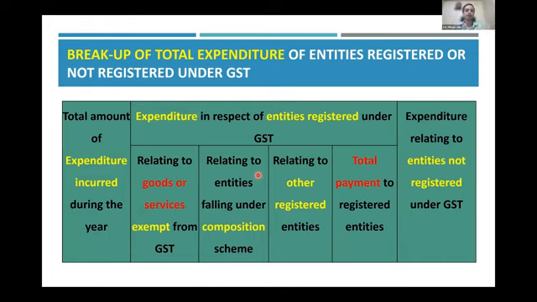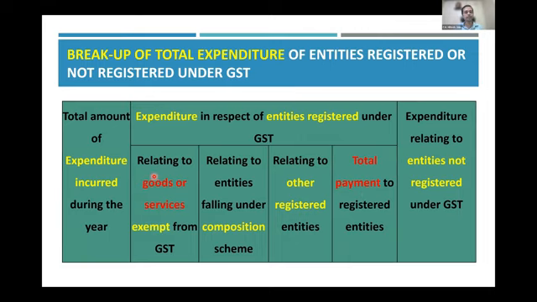You are maintaining the record or not, that is a secondary issue, but for the purpose of academic discussion, we have to always understand that the department thinks that we maintain data, so they want us to report. Now, see how it is vaguely drafted actually. Total amount of expenditure incurred, then the breakup is relating to goods or services exempt from GST, relating to entities falling under composition, other registered entities. Then they say total payment to the registered entities. This is a flaw. I feel they should have just given the total of the columns, but they have written it as total payment. Then entities not registered. So in this way, we have to break the data. This total payment we will see in the respective slide when it comes.